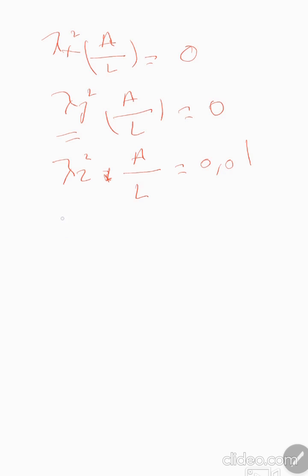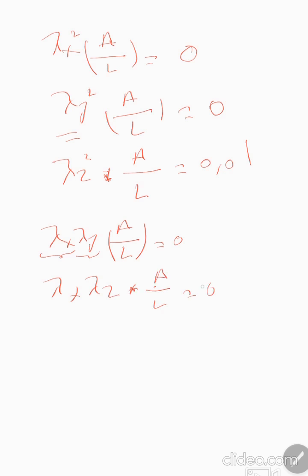We also need in the matrix these values: lambda x times lambda y times A over L equals 0, because lambda x is 0 and lambda y is 0. Lambda x times lambda z times A over L also equals 0, and lambda y times lambda z times A over L equals 0.